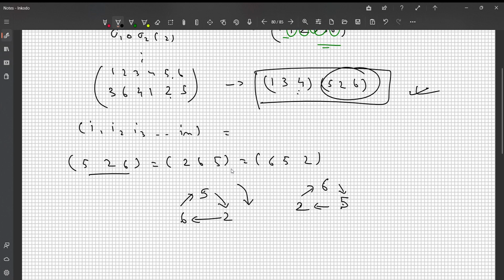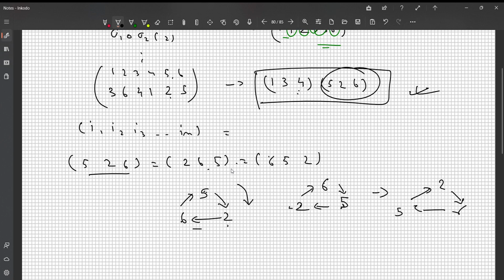So if you just shift it, suppose you rotate it, so you get 6 here, you get 5 here, and you get 2 here. But still the notation is exactly the same. So 6 goes to 5, 5 goes to 2, and 2 goes to 6. Clear? So you can write this as 6, 5, 2.